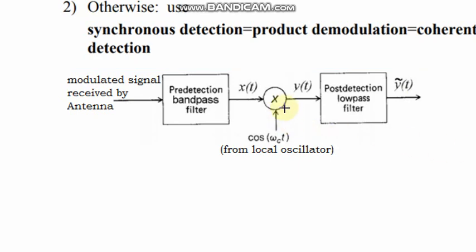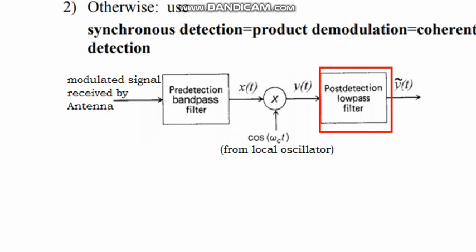And what is synchronous detection? After bandpass filtering the modulated signal, we multiply that signal with a locally generated oscillation having the same frequency as the carrier and the same phase as the carrier. Then the product of the multiplier gives a signal which contains the message signal part, which can be extracted by using a post-detection low pass filter. This gives us the message signal.